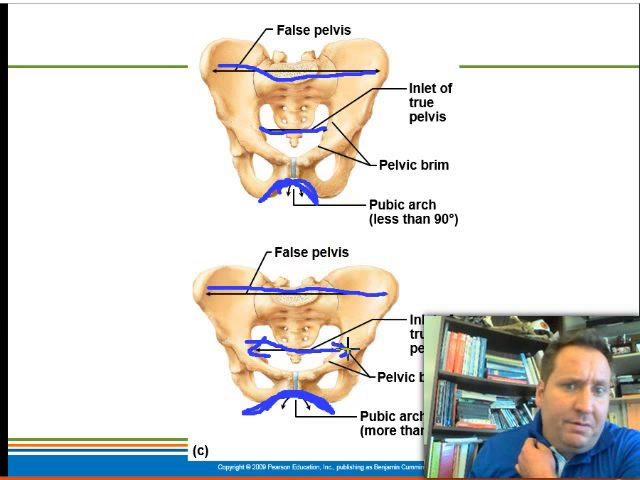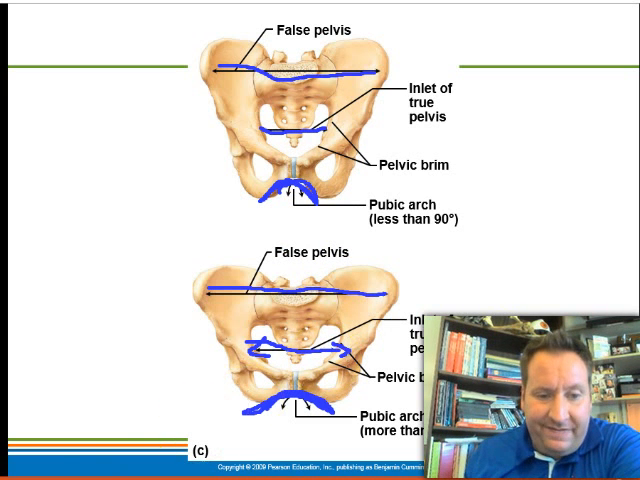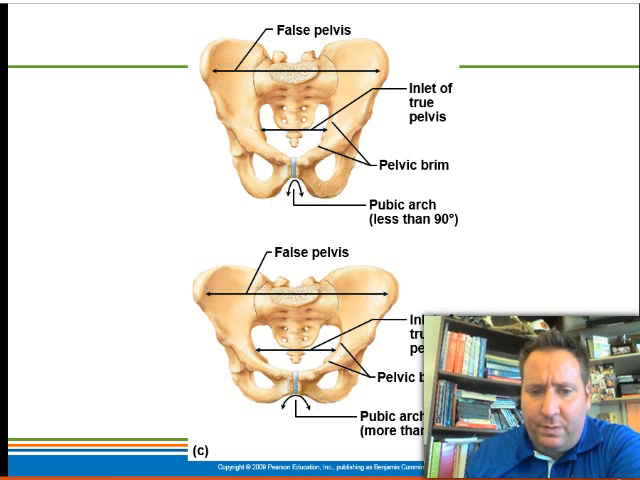I expect you on your test to be able to identify a male pelvis and a female pelvis. You guys had a lot of work with this in class when we did the analysis of those missing persons bones that we found in the park and were called upon to analyze.